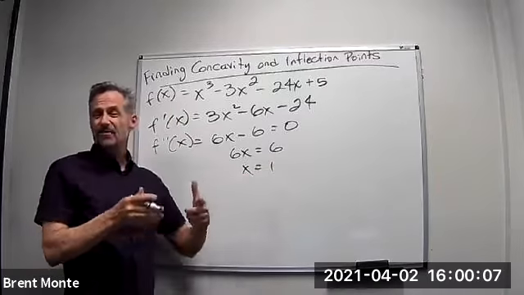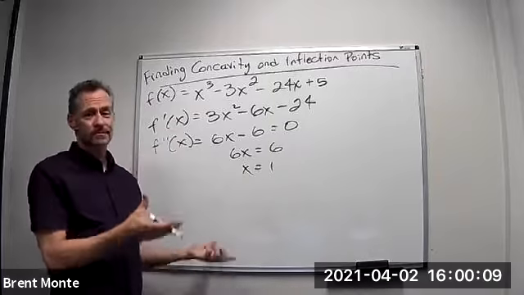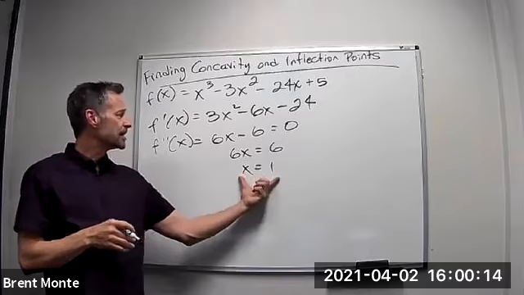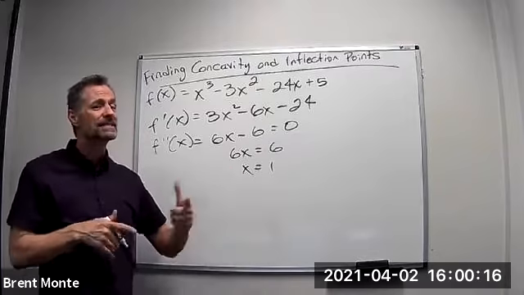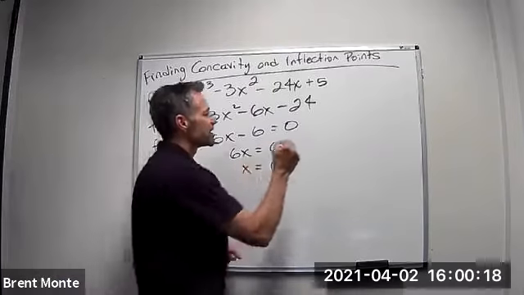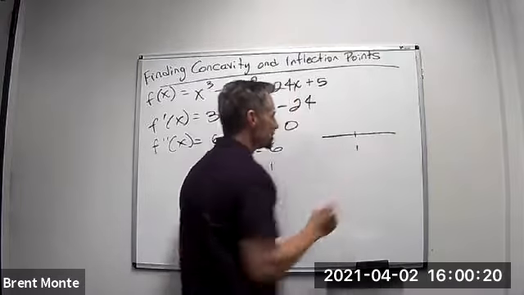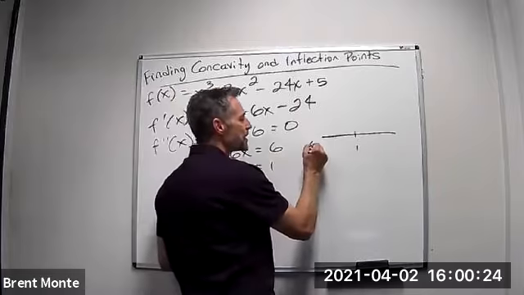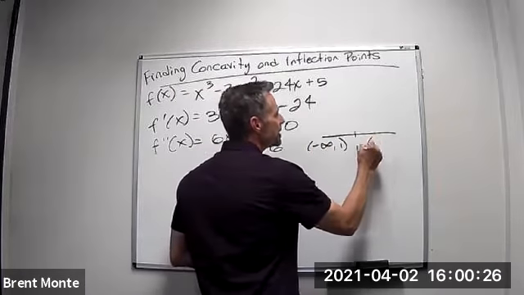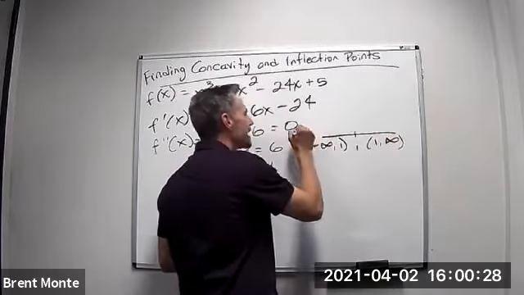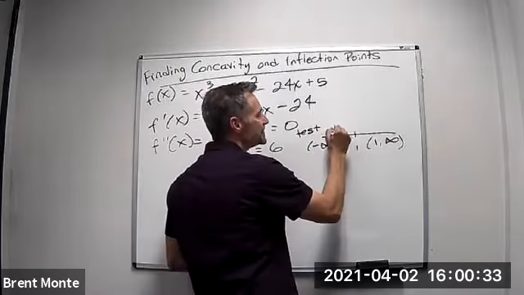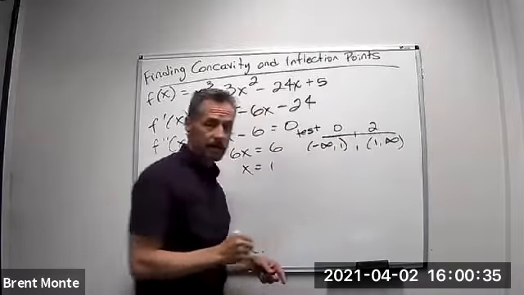Well, 1 is kind of a critical value for concavity. The only place it can change concavity is when the second derivative equals 0. Let's see if it actually does change concavity there. So I'm going to do a little chart of signs. I'm going to put this critical value 1 up there, and that's going to break my number line into negative infinity to 1, and then 1 to infinity. And I'm going to test a number in each of those intervals. So I'll test, say, 0 over here and 2 over here.